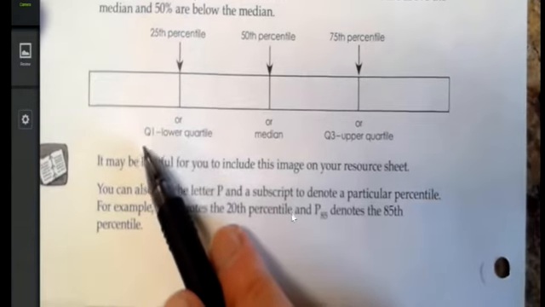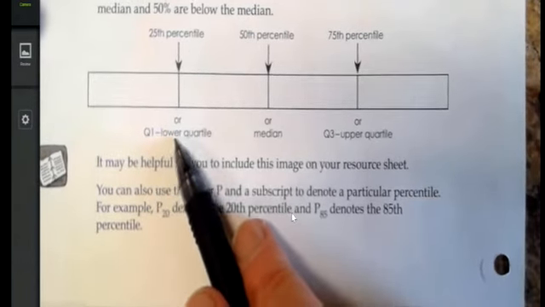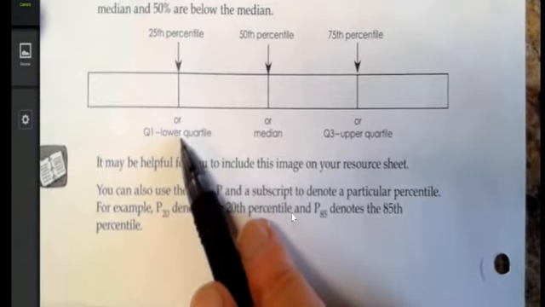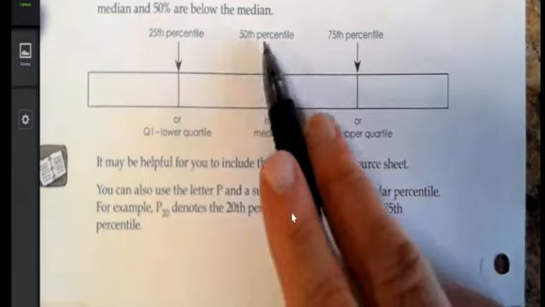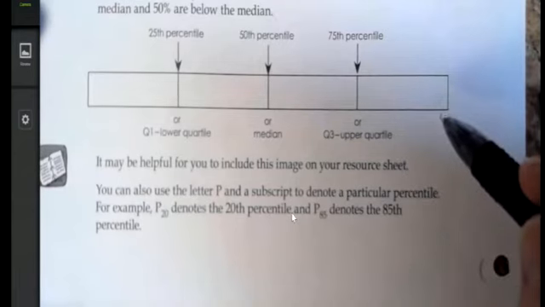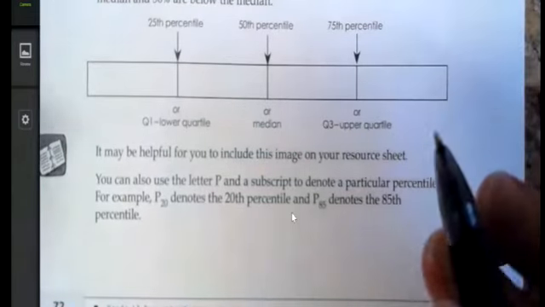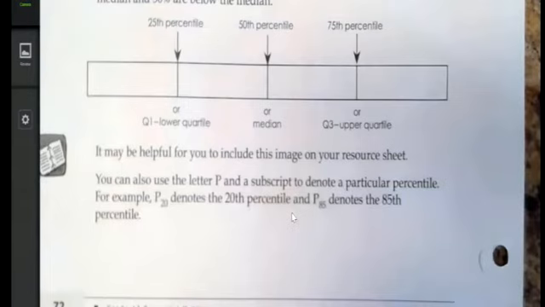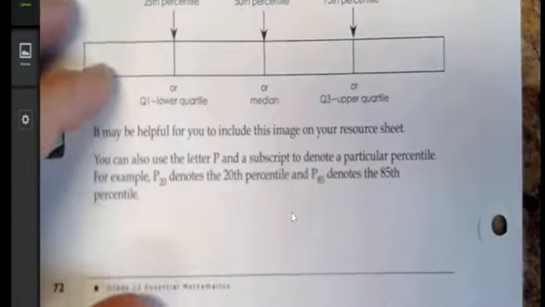So here's your bar. We don't need to write this down, I don't think. 25%, we call that the lower quartile. 50th is the median, and 75th percentile is the upper quartile. So those are three very common percentiles. And of course, you know this from money and from fractions: 25, 50, and 75, quarters of a dollar and so on. So these also have a special place in percentiles.